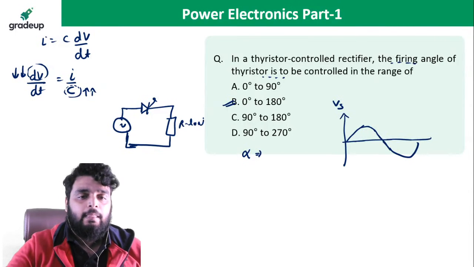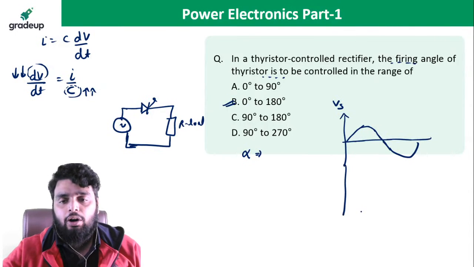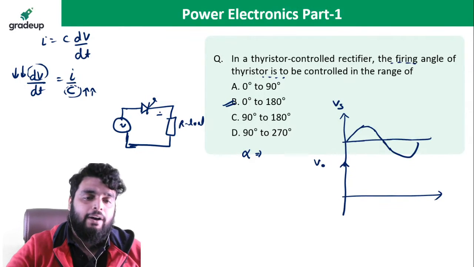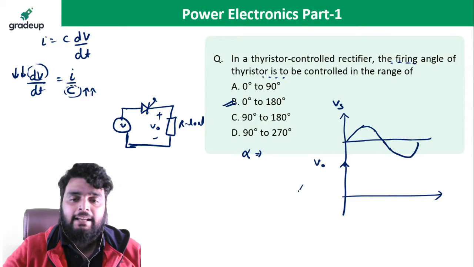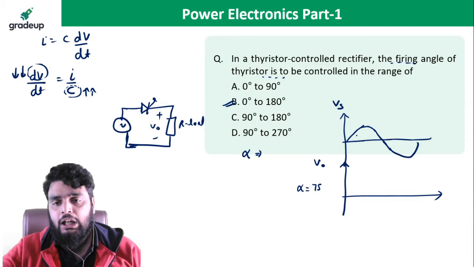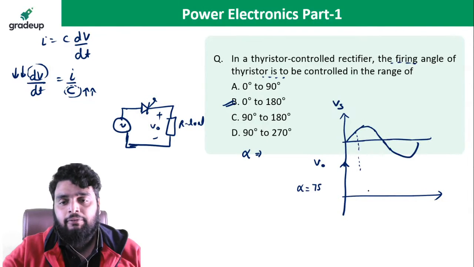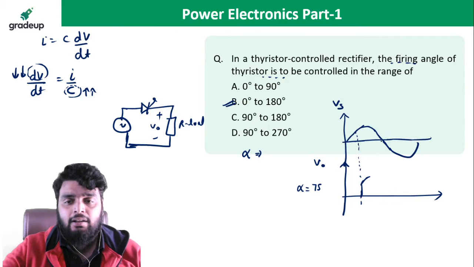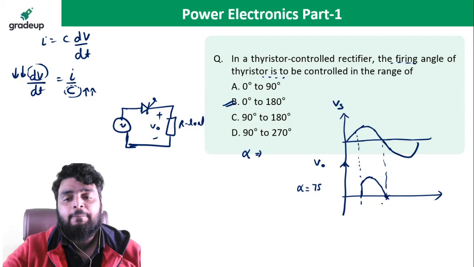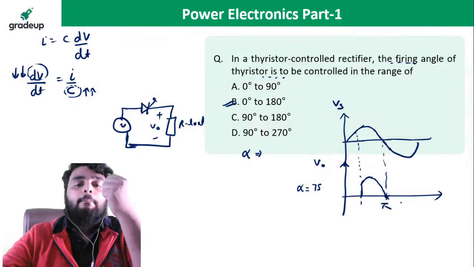Okay, so I will draw the waveform for two firing pulses. Let us suppose I am taking alpha equal to 75, which is less than 90. So if alpha equal to 75, it means the voltage waveform will start from here, and it will end here. Why will it end at pi?